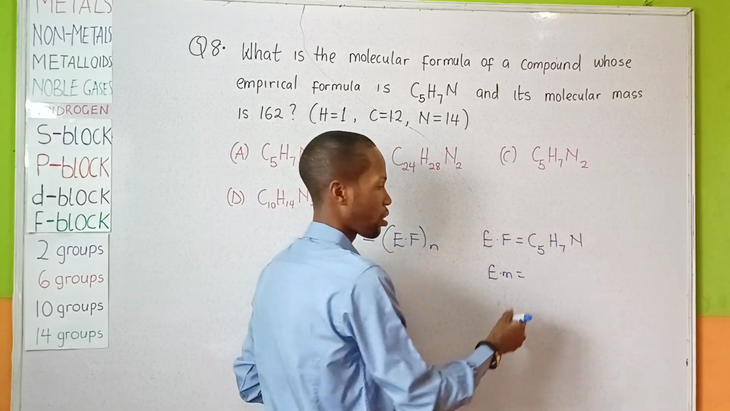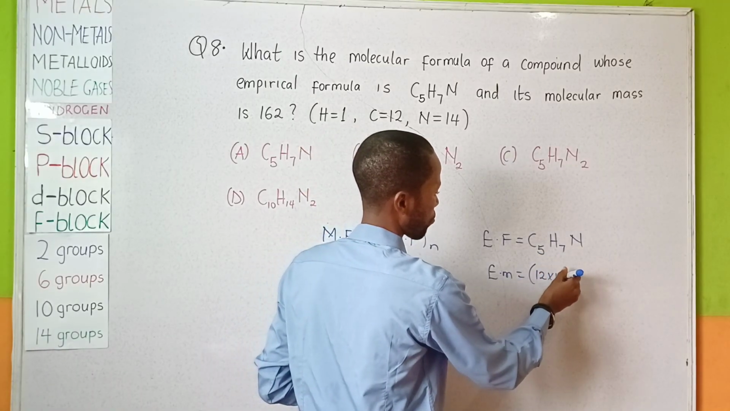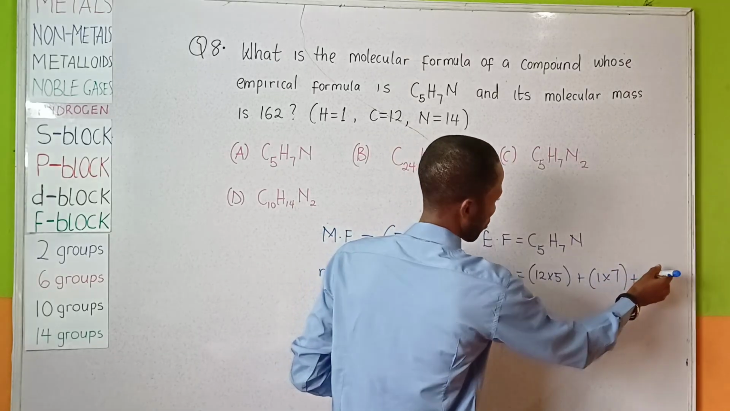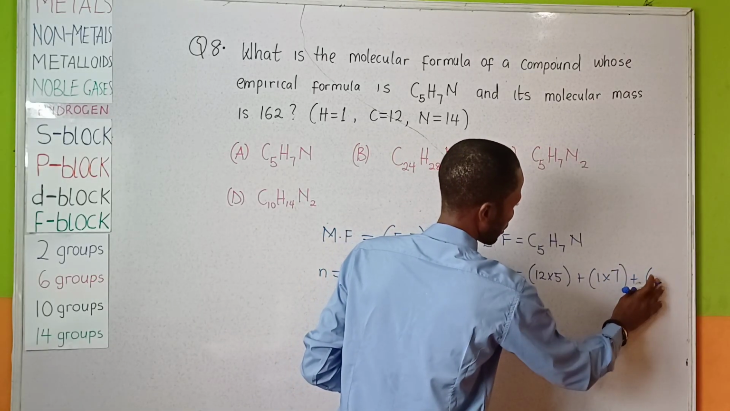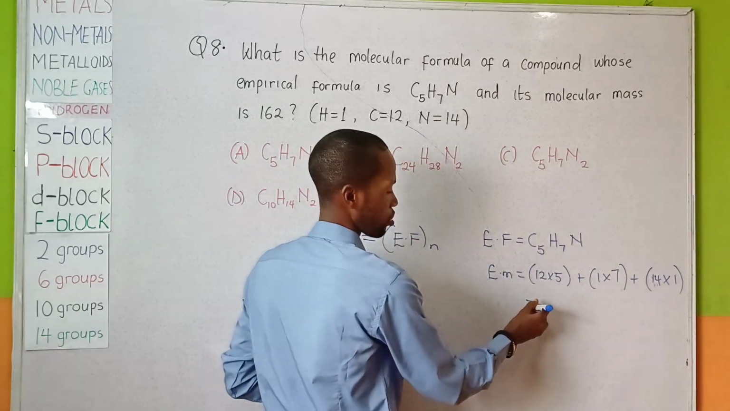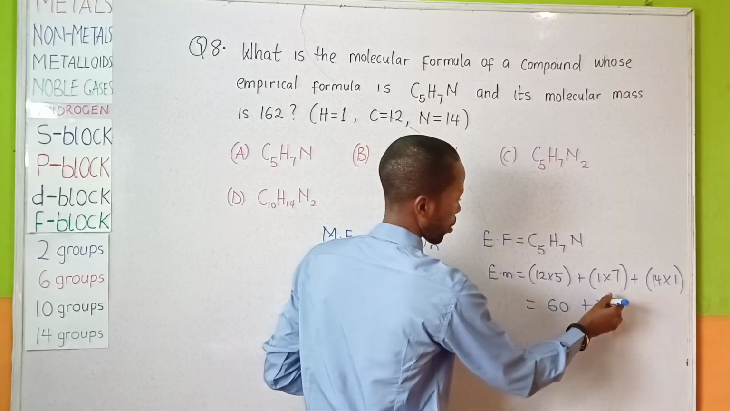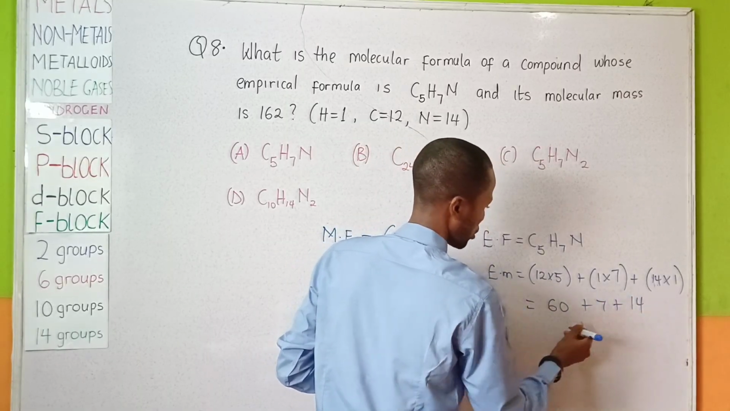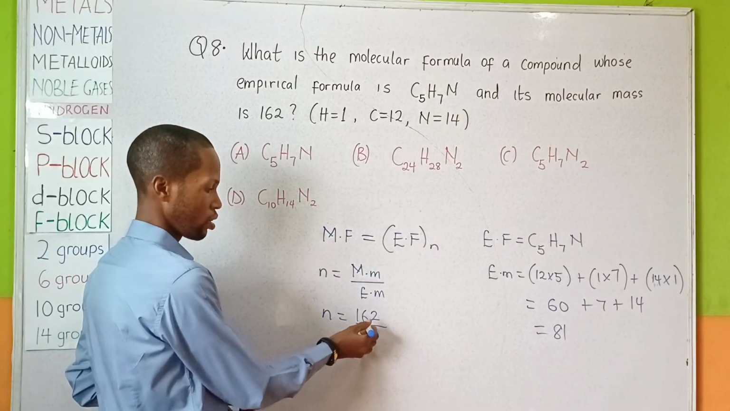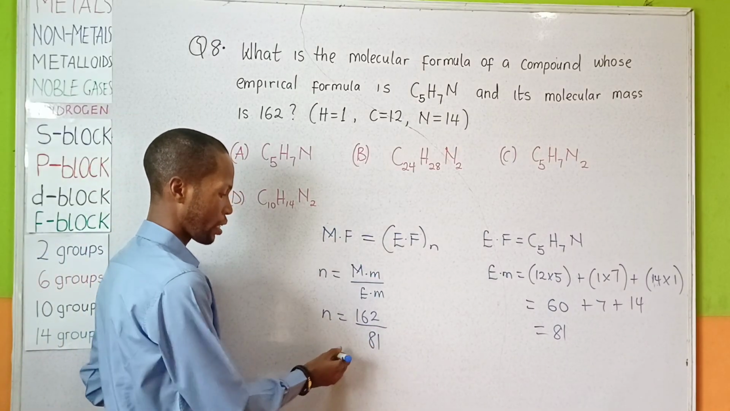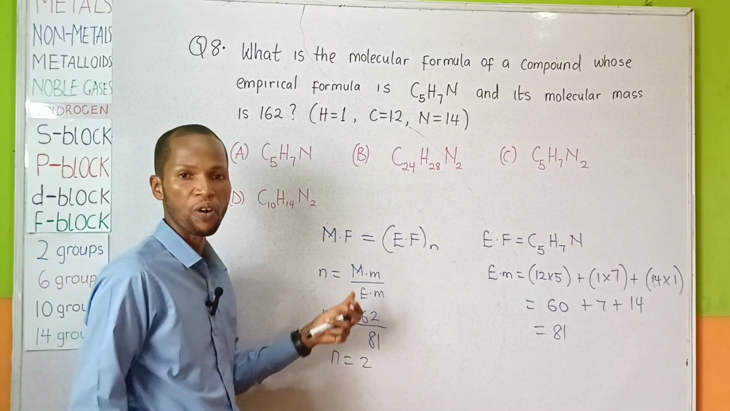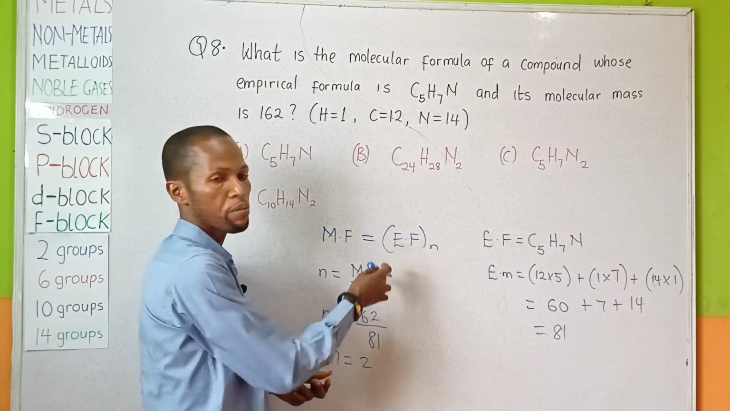We have 5 carbon atoms there. That is 12 times 5 plus 1 times 7 for hydrogen plus 14 times 1 for nitrogen. So we have 60 plus 7 plus 14, which is equivalent to what? 81. So the empirical mass is 81. So we divide 162 with what? 81. N equals 2. So in order to find the molecular formula, we need to multiply the empirical formula by 2.